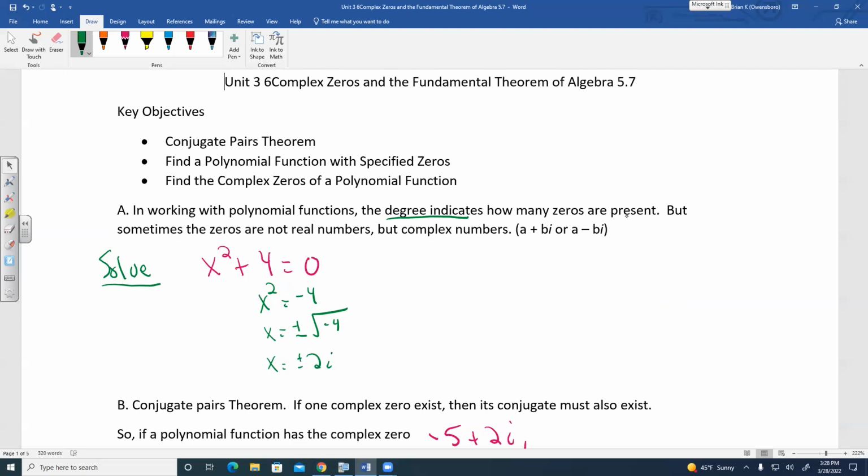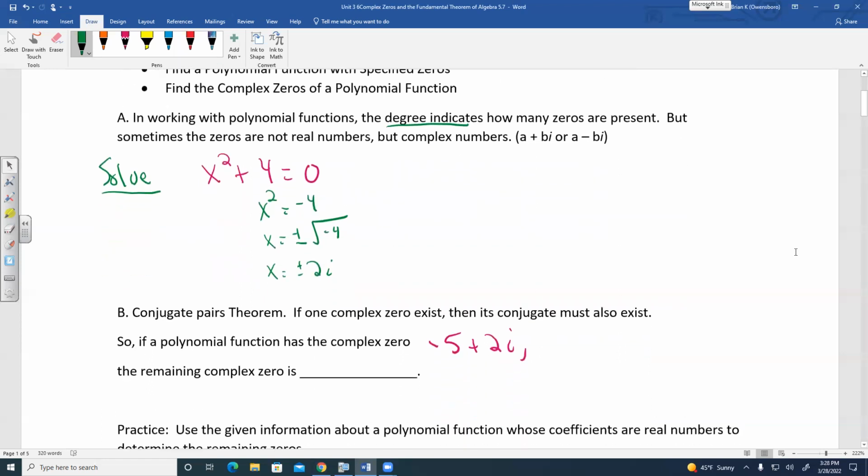So notice that we do have two solutions, but they're not real. They're actually imaginary, or we call these complex numbers. So this degree tells me how many zeros there are going to be, but sometimes they're not going to be real. So notice how we have, when they're imaginary, there's going to be 2 zeros. This is where this takes us into what's called the conjugate pair theorem.